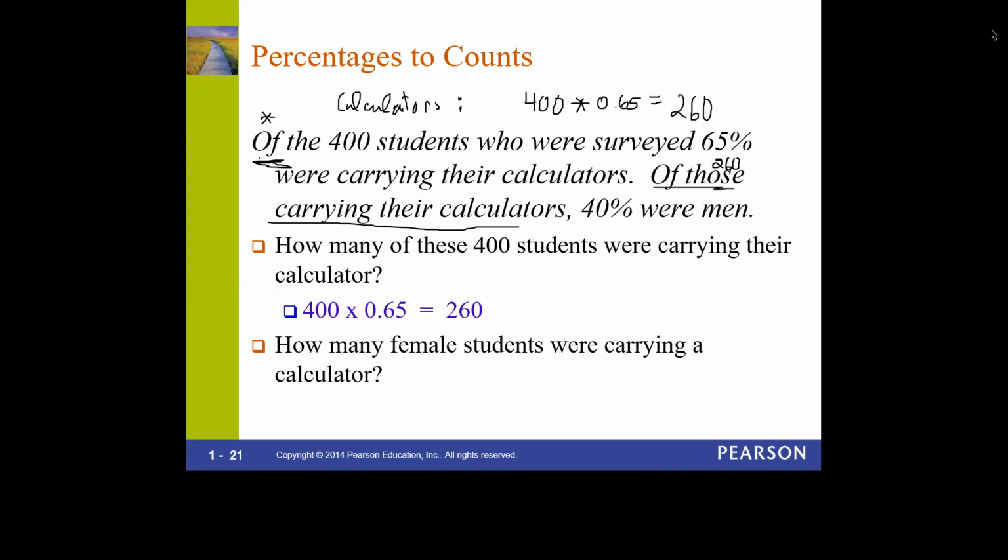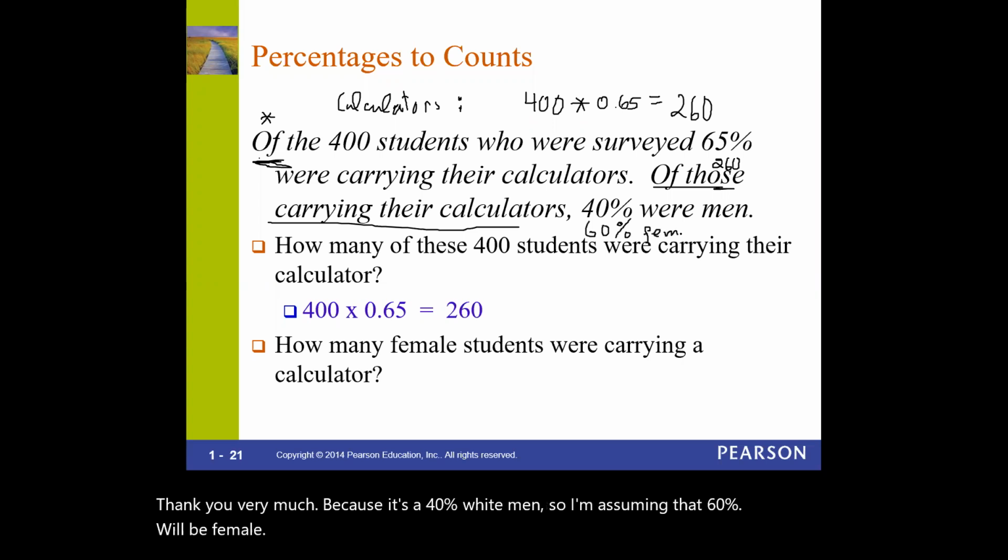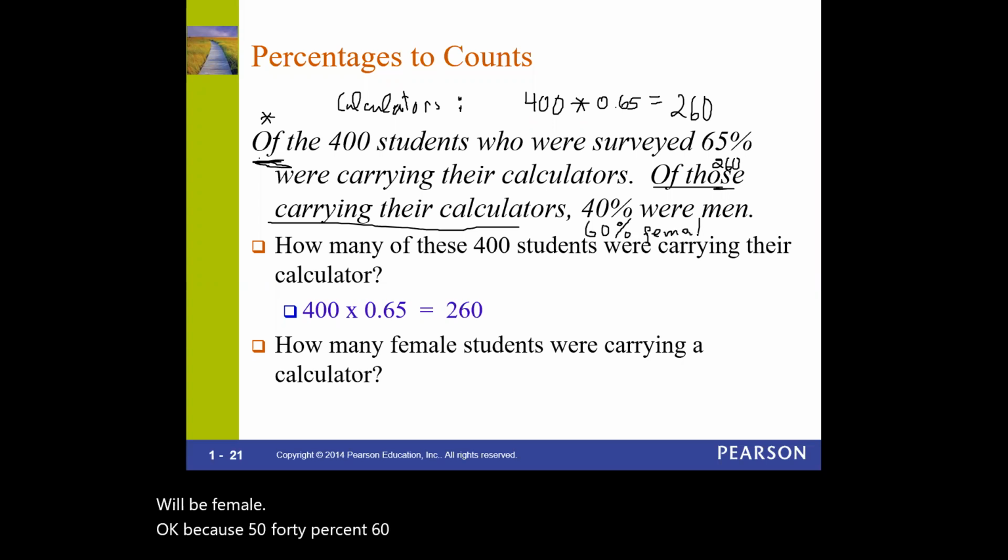Because they say 40% were men, I'm assuming that 60% will be female. Okay, because 50% plus 40% gives you 100%, which is a whole. For us, 100% will be like the perfect thing.